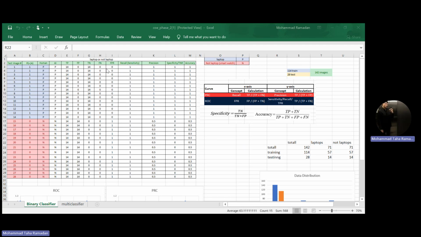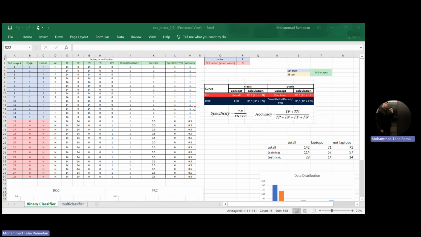From this, we calculated the recall, or sensitivity, which turned out to be 1, meaning the model caught all actual laptops, which is here. And we have as well the specificity, the true negative rate, also 1, showing it correctly rejected all non-laptops, which is here exactly. Accuracy is a perfect 100% on the test set, which is here as well.